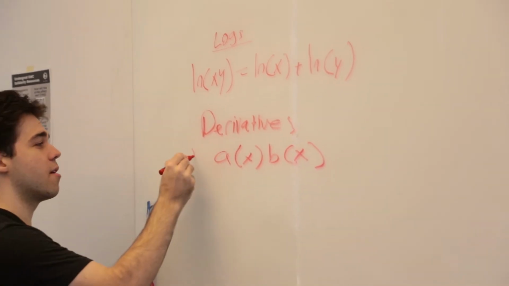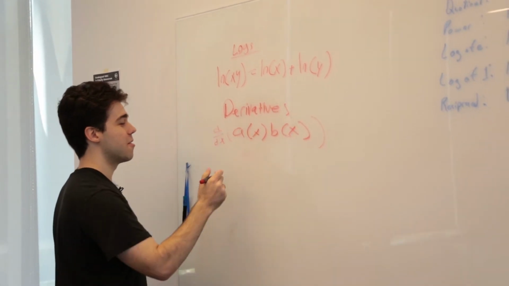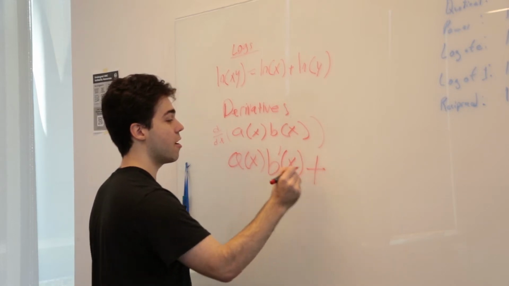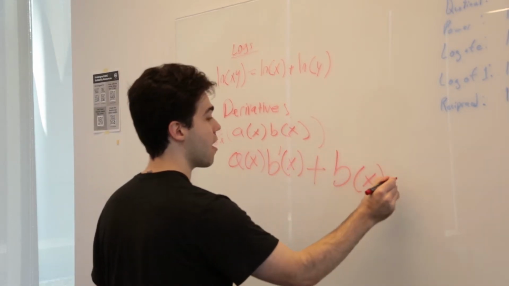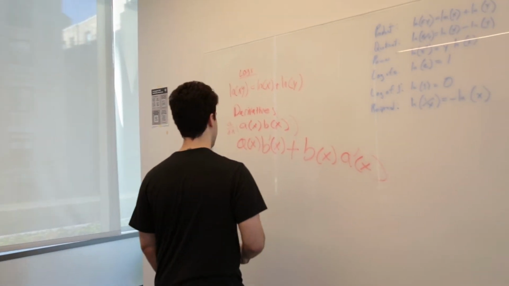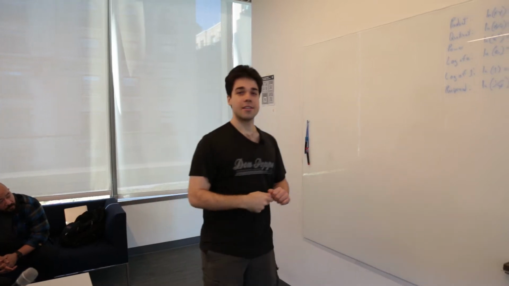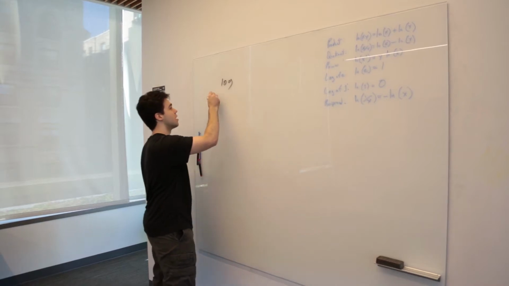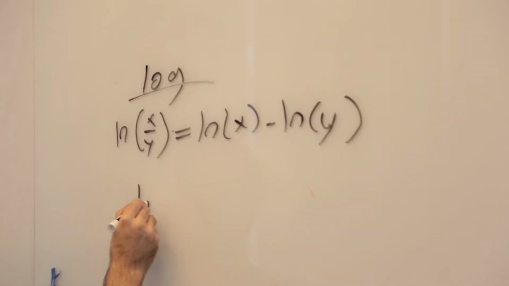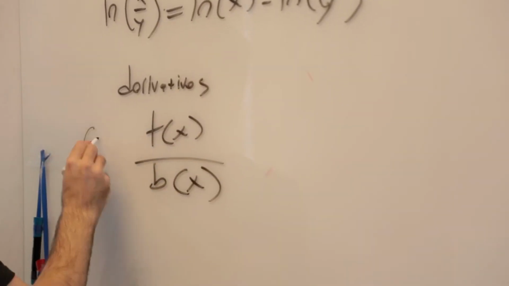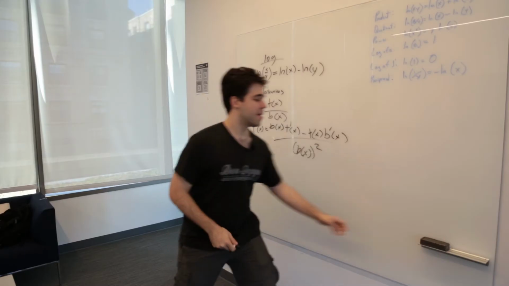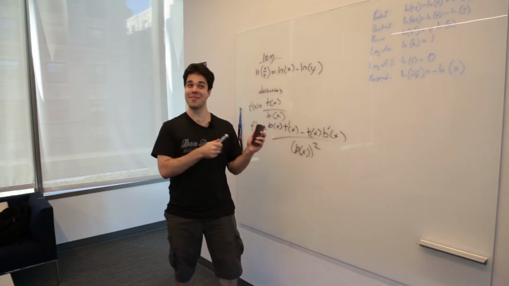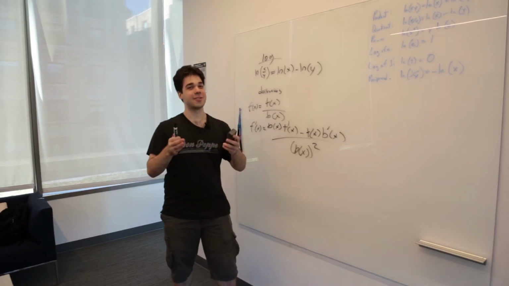And if you want to get the derivative of this, you do a of x times the derivative of b of x plus b of x times the derivative of a of x. Similarly, we have the two quotient rules. Again, there is the log quotient rule and the quotient rule of derivatives, but those are the differences. So if we refer to the logarithm rule or the derivative rules of products and quotients, try to use context clues.